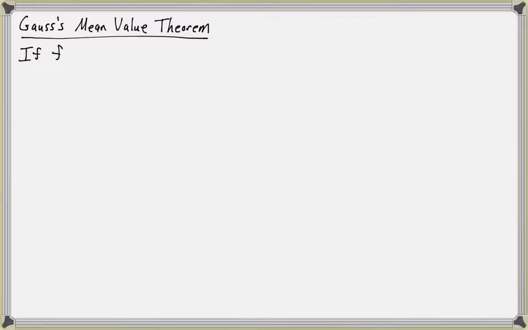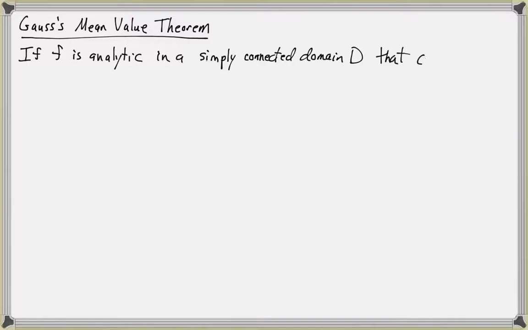If f is an analytic function in a simply connected domain D that contains the circle, we'll call it capital C_R, which is the circle containing points z such that the absolute value of z minus z0 equals R. So this would be the circle centered at z0 with radius capital R.